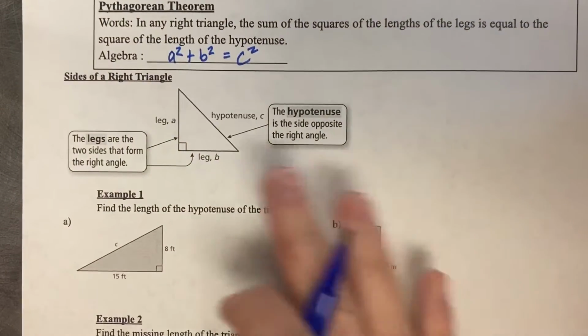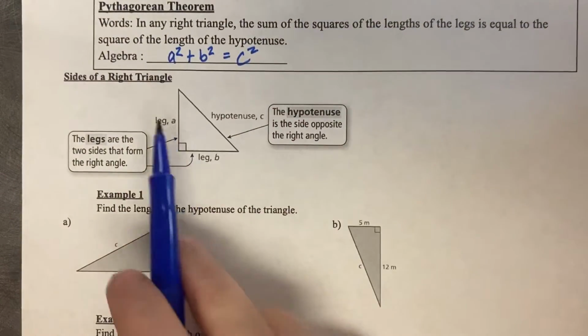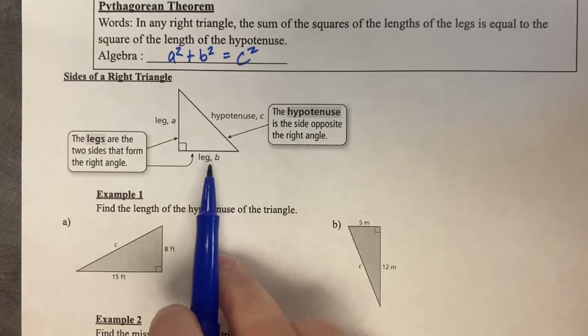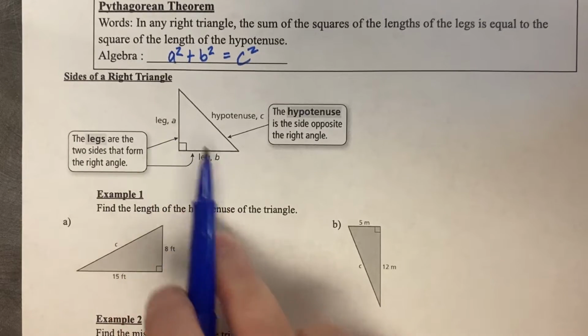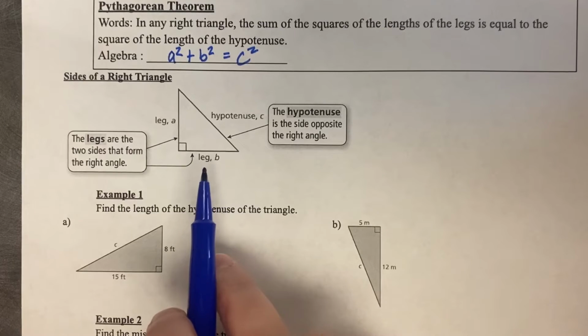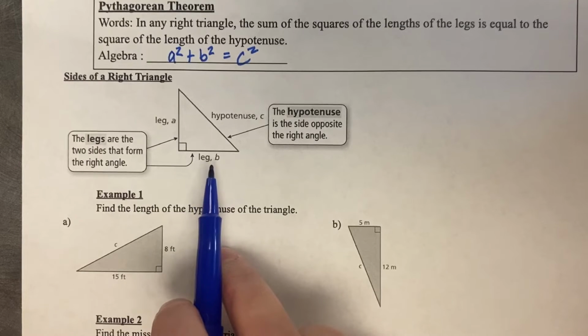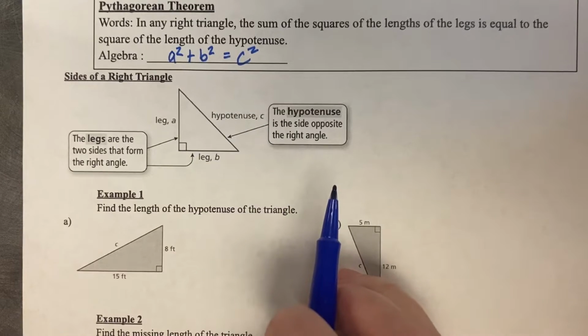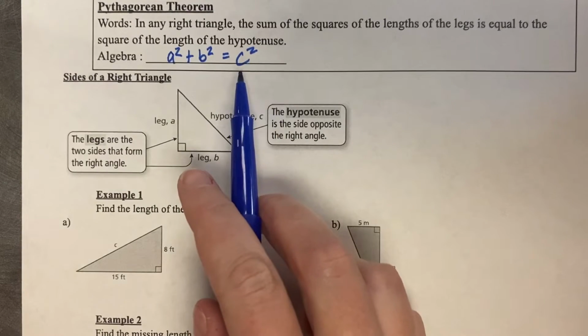The sides of a right triangle, here's a depiction of it. These two sides are called legs. We could call this one leg A and this leg B. These could be switched. This could be leg B and this could be leg A. The one that has to be a particular letter is C. The hypotenuse is the most important part of the formula. It has to be the one that's on the other side of the equal sign.